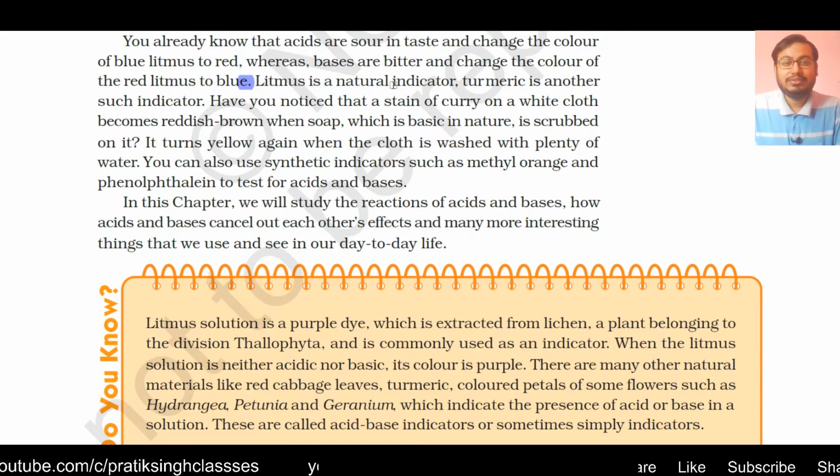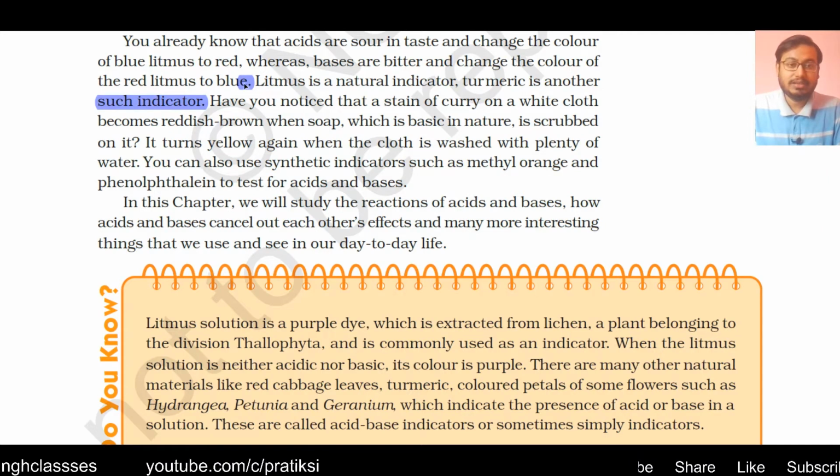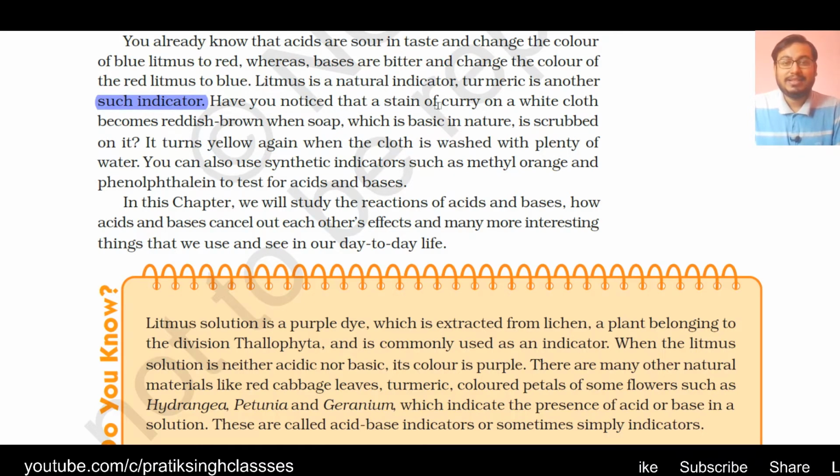Litmus is a natural indicator. Turmeric is another such indicator. With the help of turmeric powder or turmeric paste, we can also find out whether the given substance is acidic or basic. Have you noticed that a stain of curry on a white cloth becomes reddish brown when soap, which is basic in nature, is scrubbed on it?